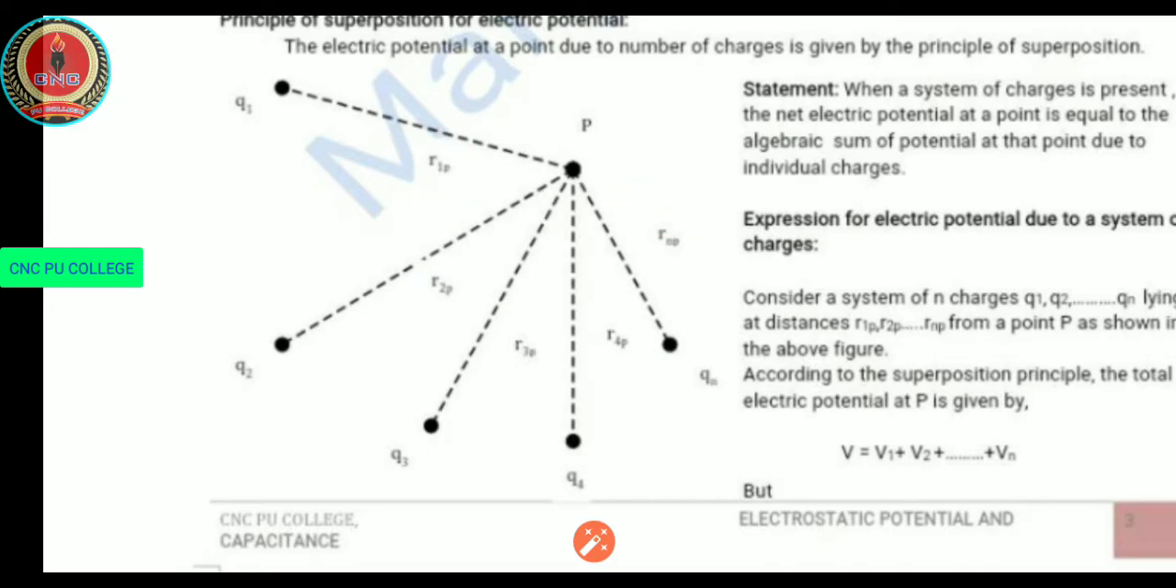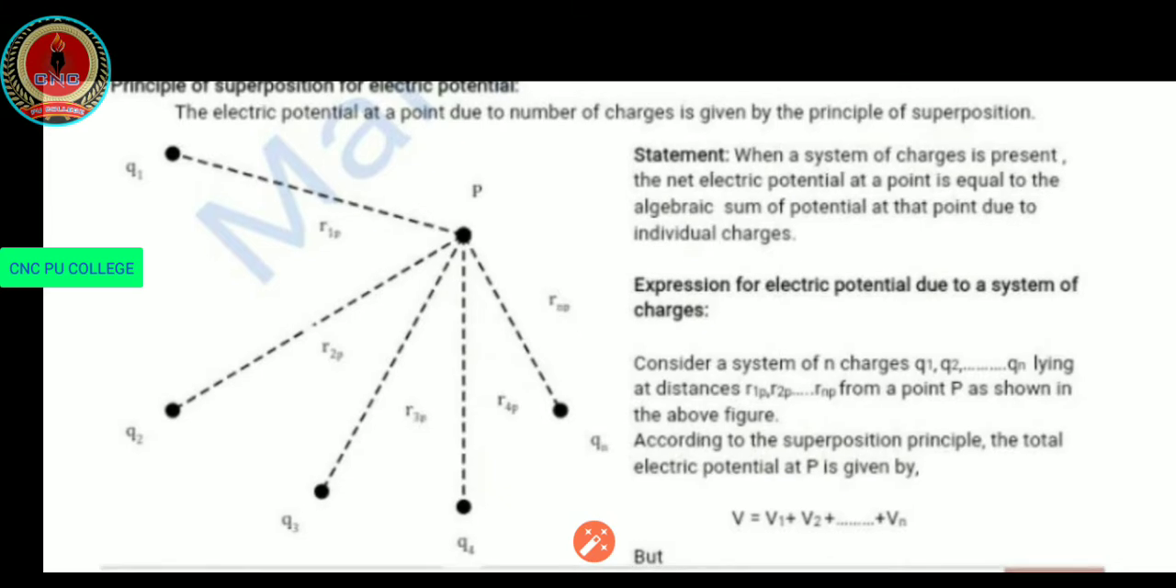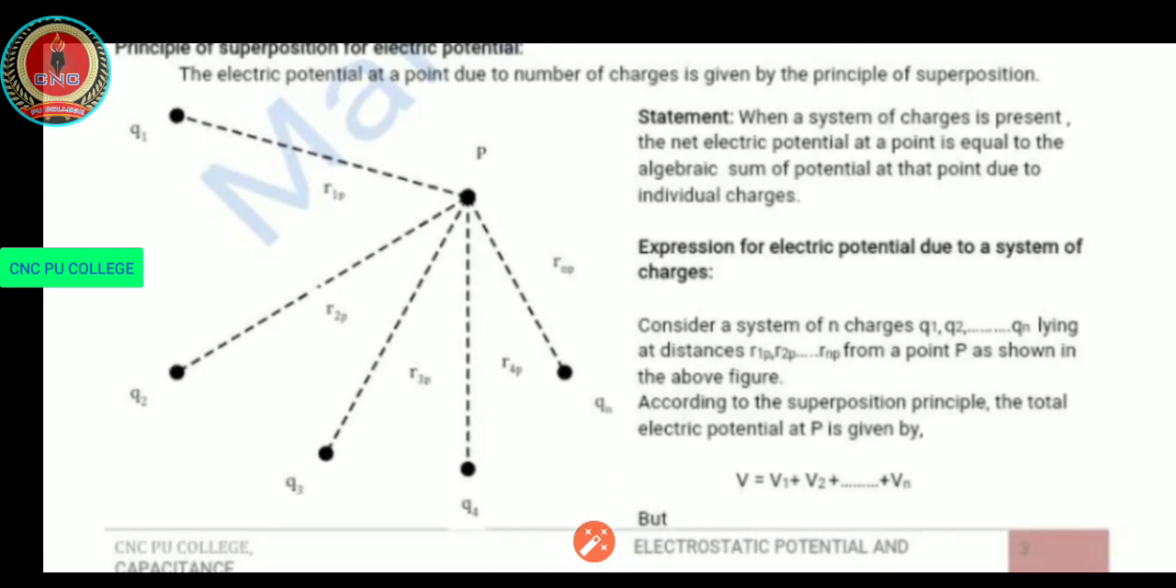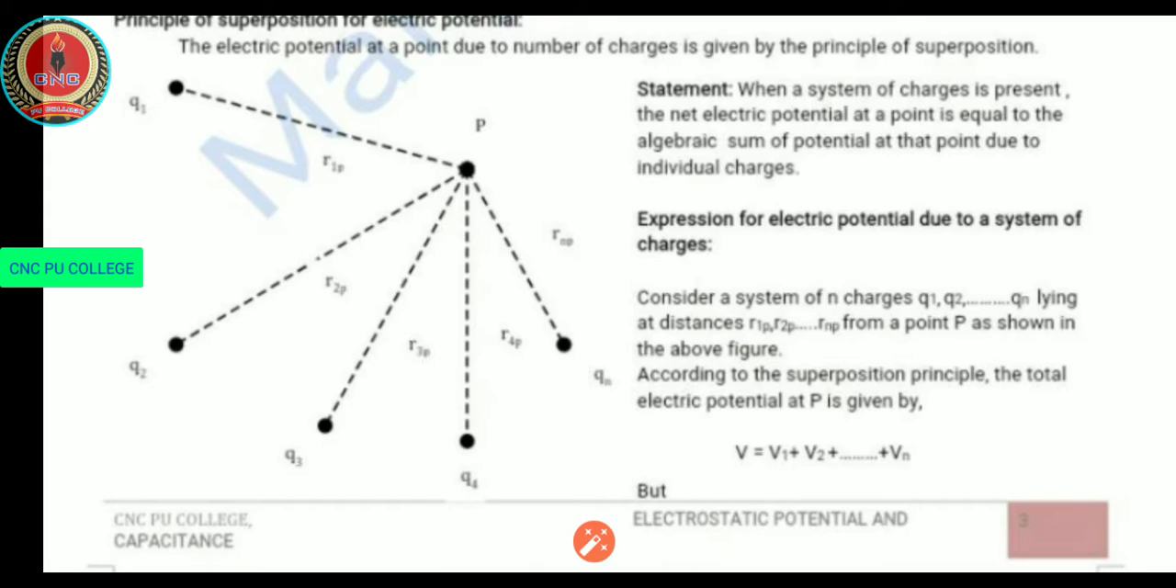In order to find electric potential due to a system of charges, we have to make use of the principle of superposition. The statement of that principle is: when a system of charges is present, the net electric potential at a point, here we are considering that point as P, is equal to the algebraic sum of potentials at that point due to individual charges.